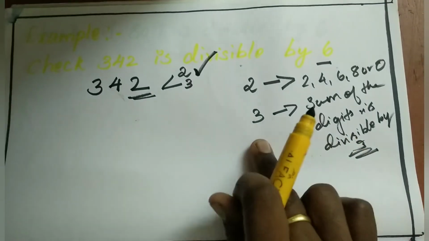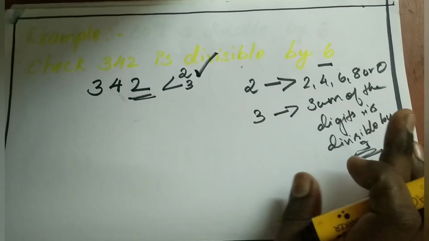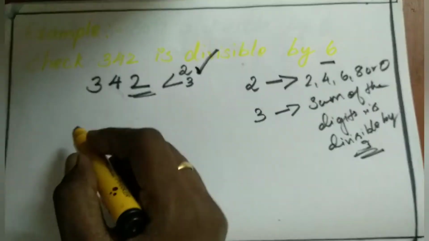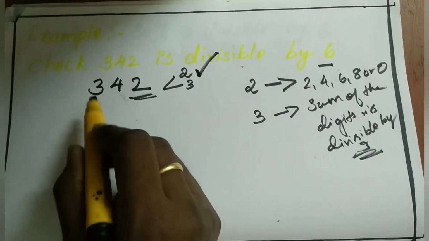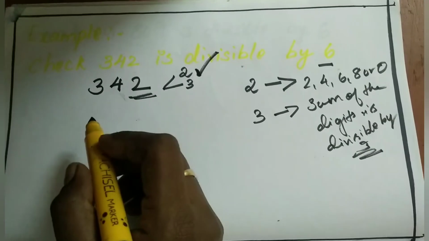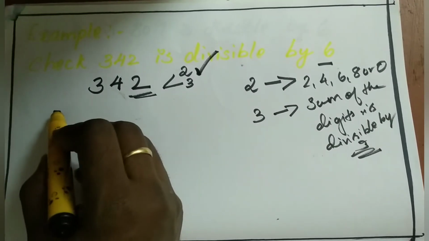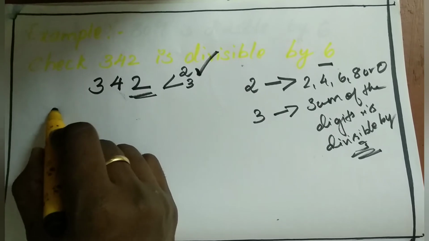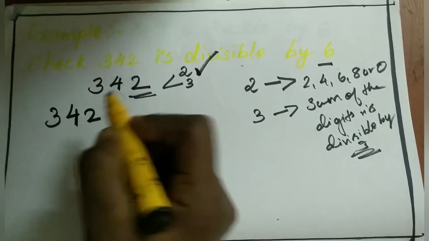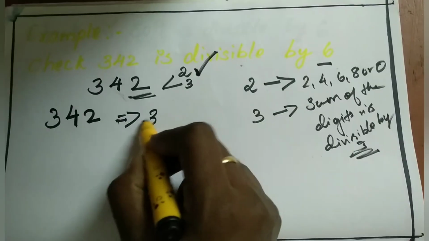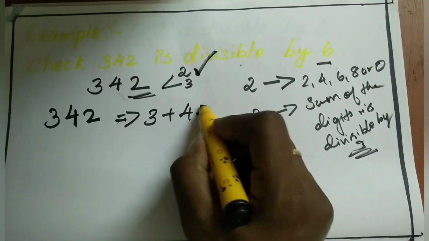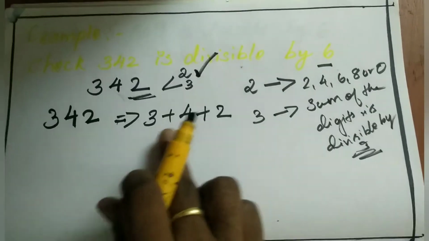Let us move on to the divisibility rule for 3. We need to check the sum of the digits. Shall we check? Yes, get ready, take your workout notebook. When I am doing the sum, please do it along with me. Write 3, 4, 2. We are going to find the sum of this number. How to find the sum? 3 plus 4 plus 2. What is the answer? What is 3 plus 4?